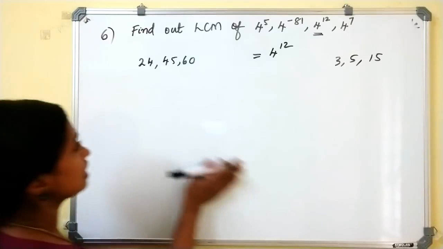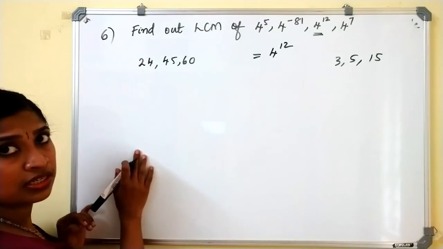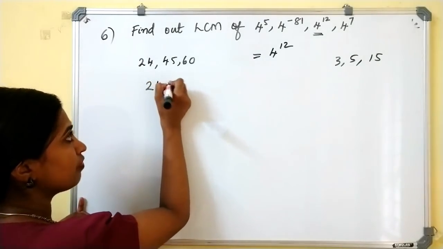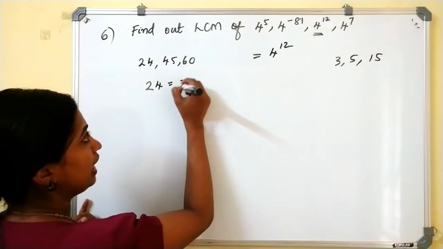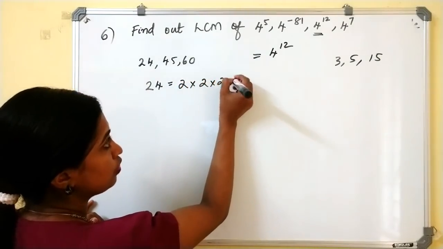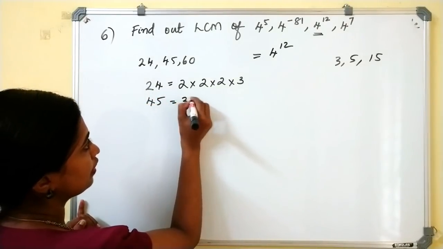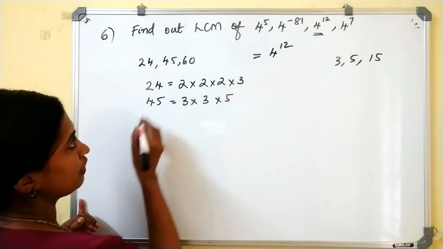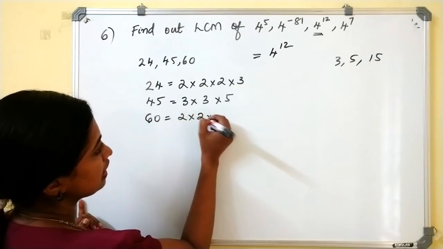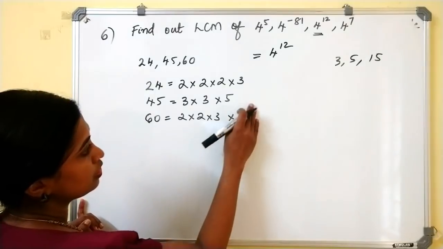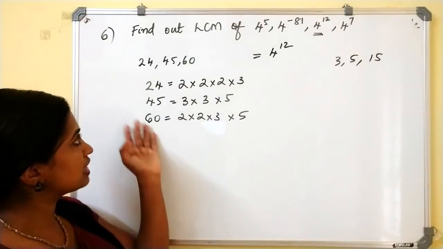Or in another way, you can understand this if we are asked to find the LCM of 24, 45, 60. Then we can go for the long division method, or we can factorize these. 24 is 8 into 3. 8 is 2 into 2 into 2, into 3. 45 is 15 into 3, so 3 into 3 into 5. This is 45. 60 is 12 into 5, so 60 is 2 into 2 into 3, which is 12, into 5. We can factorize each of them like this.